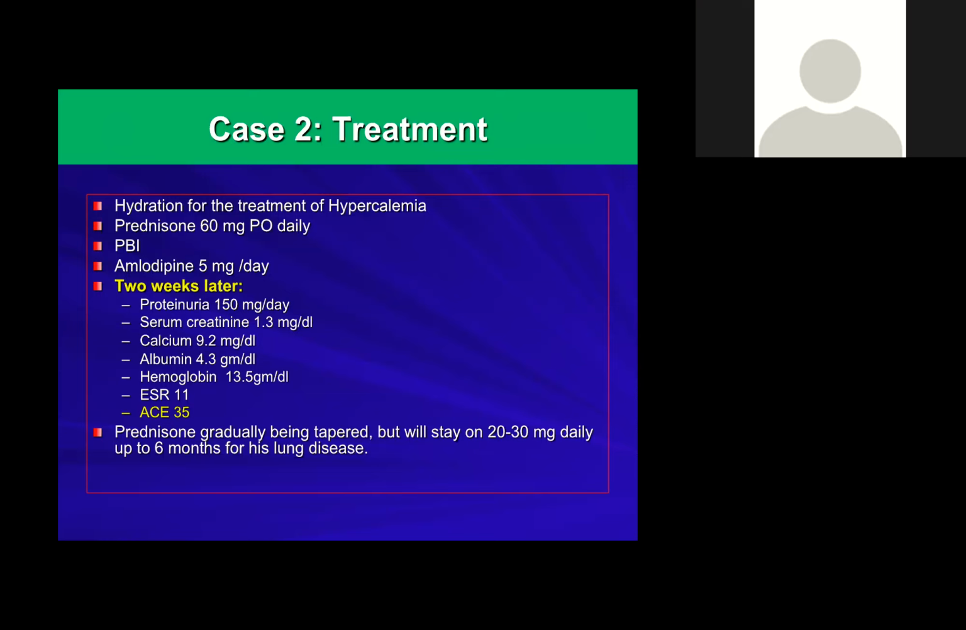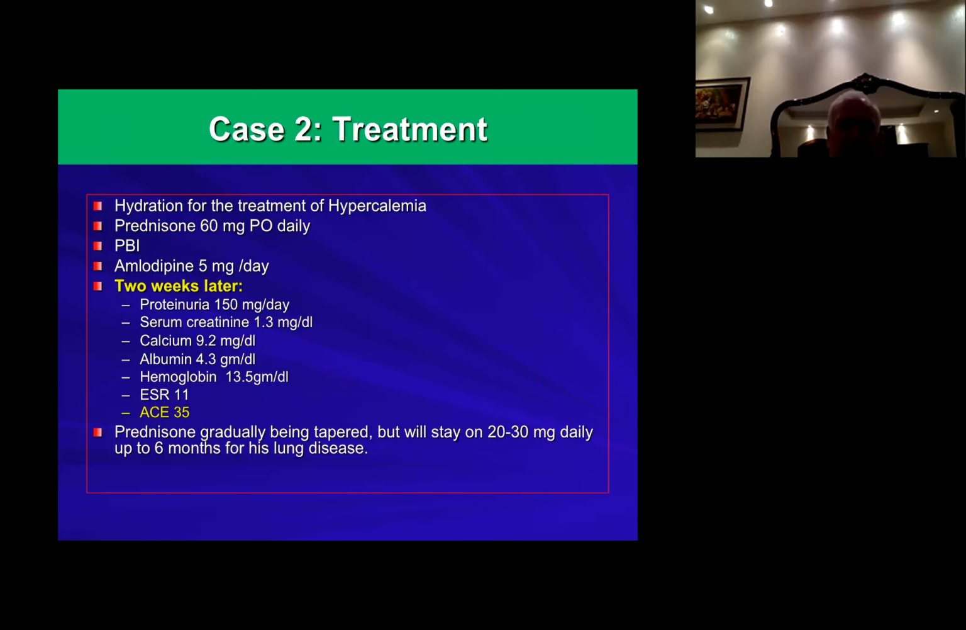Okay. So this patient had hypercalcemia, treated with hydration and steroid therapy. Steroid is the mainstay of therapy for such patients. Two weeks later, his proteinuria decreased to 150, serum creatinine decreased to 1.3 from 2.6, calcium normalized, and ACE level dropped to 35. Prednisone was gradually tapered until the patient stayed on 20 to 30 milligrams daily for up to 6 months for his lung disease. So that's this.